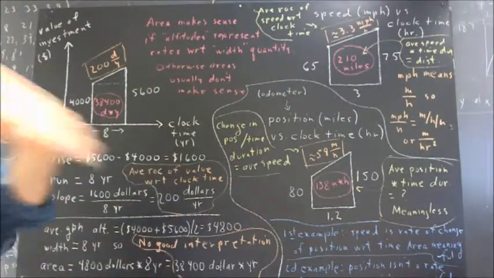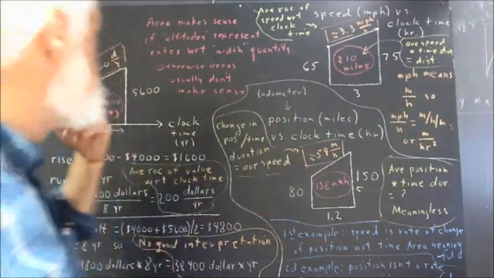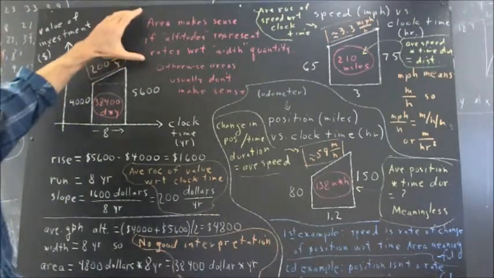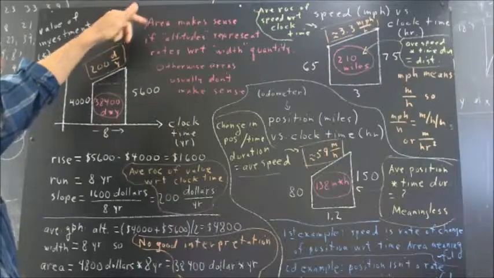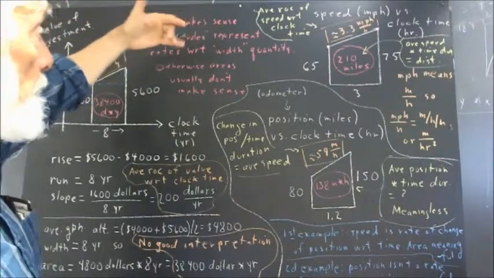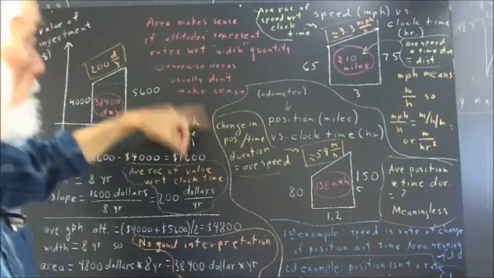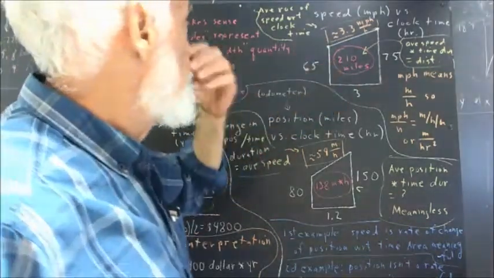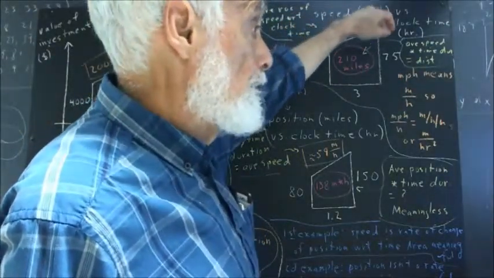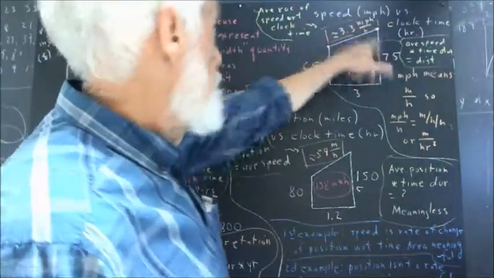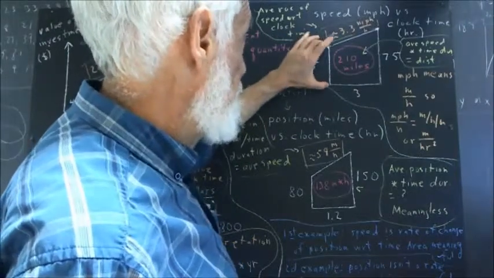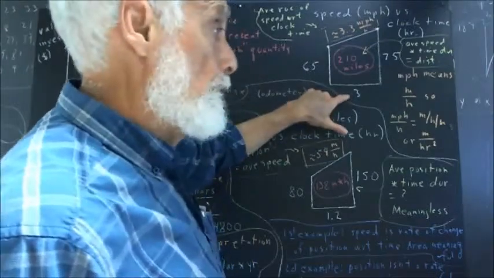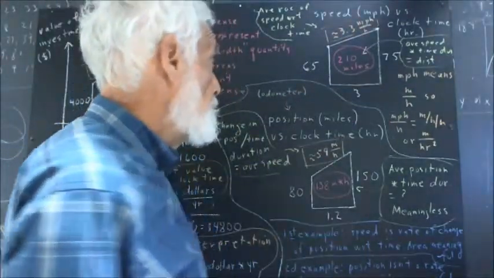Okay, briefly, we interpret a couple of trapezoids and illustrate the statements made at the end of the preceding video clip. That area makes sense if the altitudes represent rates with respect to the width quantity, and otherwise areas usually don't make sense. We have the first case where we're doing speed in miles per hour versus clock time in hours. We have this trapezoid representing 65 miles an hour at one time, 75 miles an hour at another, with a 3-hour time duration between the two.